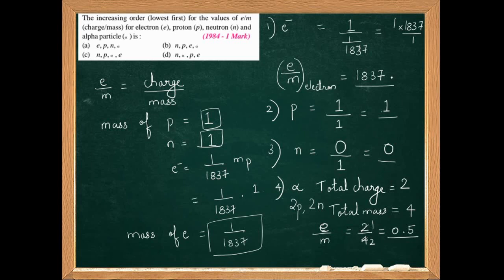Now what we have to do is the increasing order, which means the lowest value first. So the lowest value is for a neutron. Okay. So the neutron will come first. We have 3 options where we have neutron as first. The second that we have is an alpha particle. So after neutron, there will be alpha particle. So neutron will be the lowest value. Okay. So what is the value for neutron? Which is 0. Then alpha particle will have the next value, which is 0.5. Then proton is 1 and electron is 1837. So from lowest to highest, this is the right order, and therefore B is the right option.